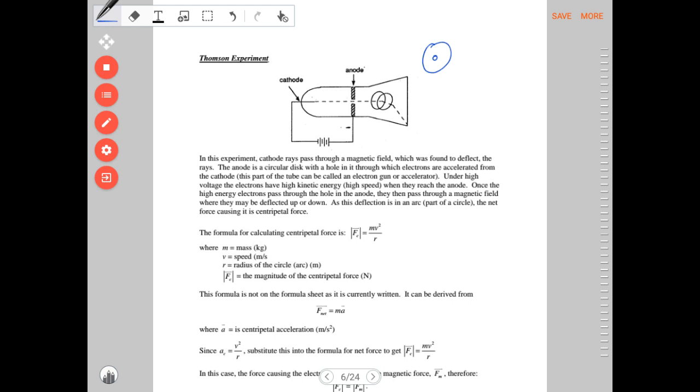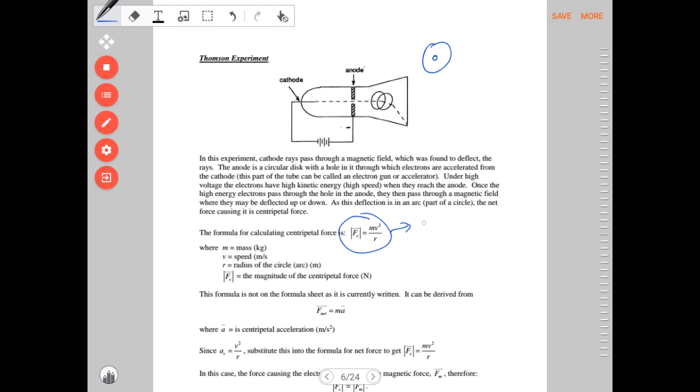As this deflection is in an arc or part of a circle, the net force causing it is a centripetal force. Okay, now we've seen stuff like this before. Okay, when you pass these particles through it, well, it happens with an electric field or a magnetic field. Okay, we get this circular path. Now, as soon as you mention the word circle or circular path, we think of the centripetal force. Now, remember that force is not on your formula sheet.